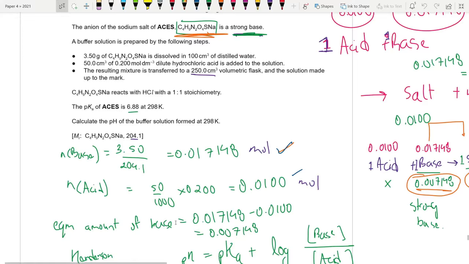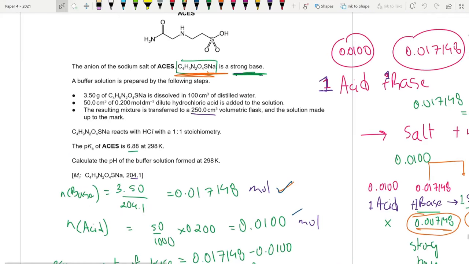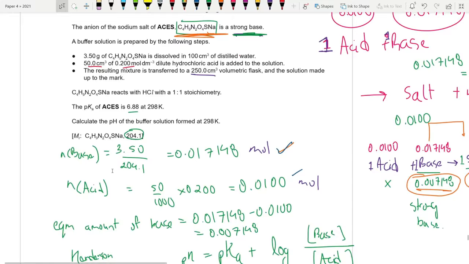So let's find out the initial moles of aces, or the base. That's basically the mass of the base or the salt, 3.5 grams divided by the Mr 204.1. That's 0.017148 moles. Okay, now we want to find out the moles of the acid added. We're going to use 50 divided by 1000 times 0.2. That gives us an answer of 0.0100 mole.